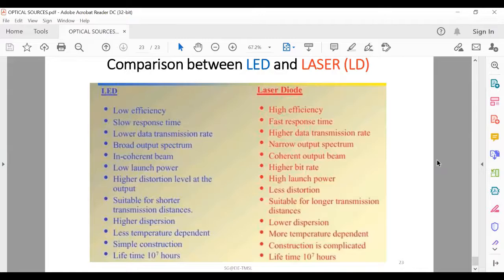LEDs are suitable for shorter transmission distances, but lasers are used for longer transmission distances. LEDs are less temperature dependent, but lasers are more temperature dependent. LED has simple construction, laser has complicated construction. Both of them have a lifetime of 10 to the 7 hours, for LED as well as for laser. Okay, so that's all for optical sources based on the LED and the laser.